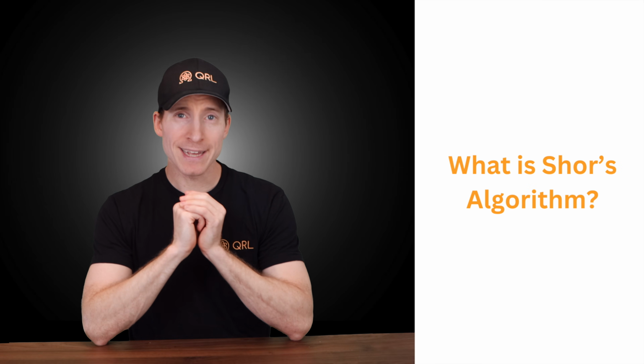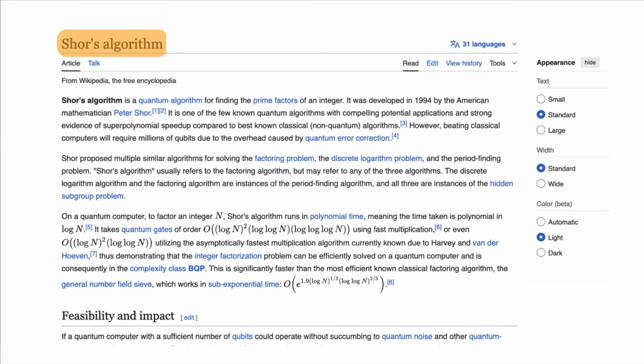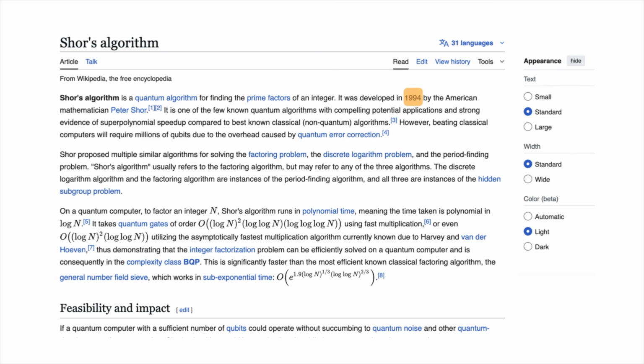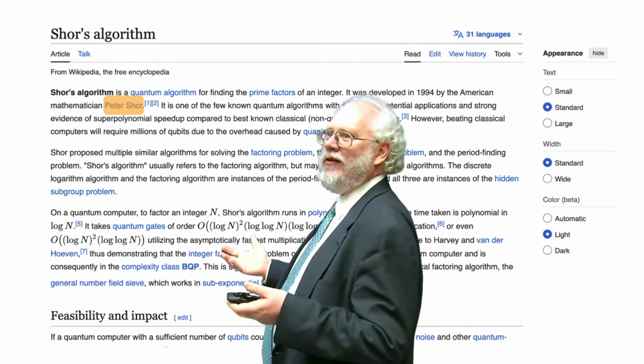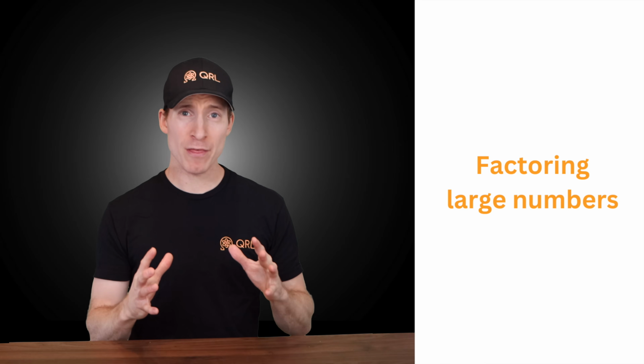So first off, what is Shor's algorithm? Shor's algorithm is a quantum computing algorithm that was discovered in 1994 by mathematician Peter Shor. And the purpose is simple, and it's to factor very large numbers exponentially faster than any classical computer. And that matters because factoring large numbers is the math that is underlying most modern cryptography.